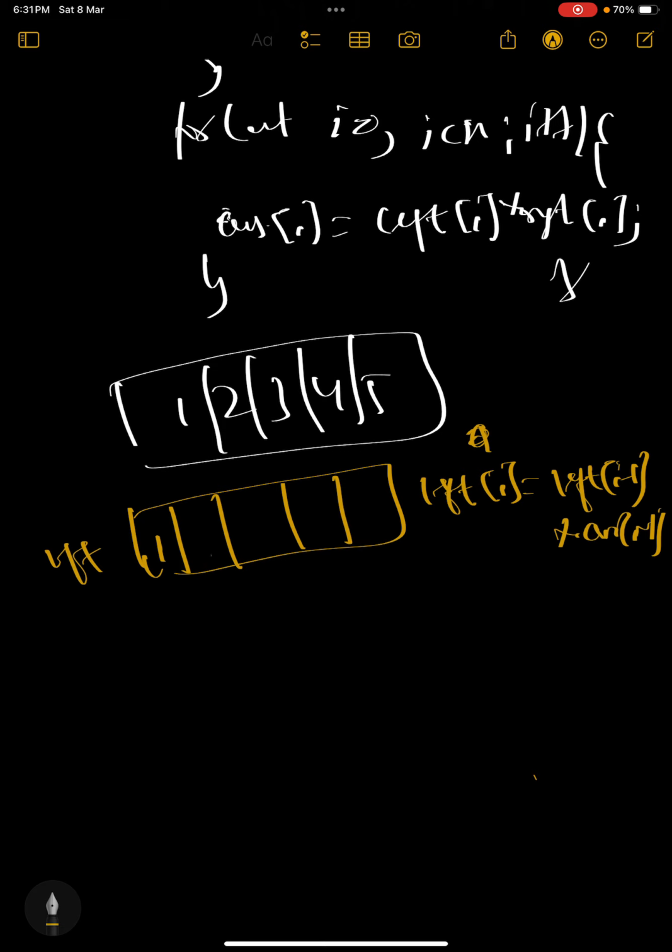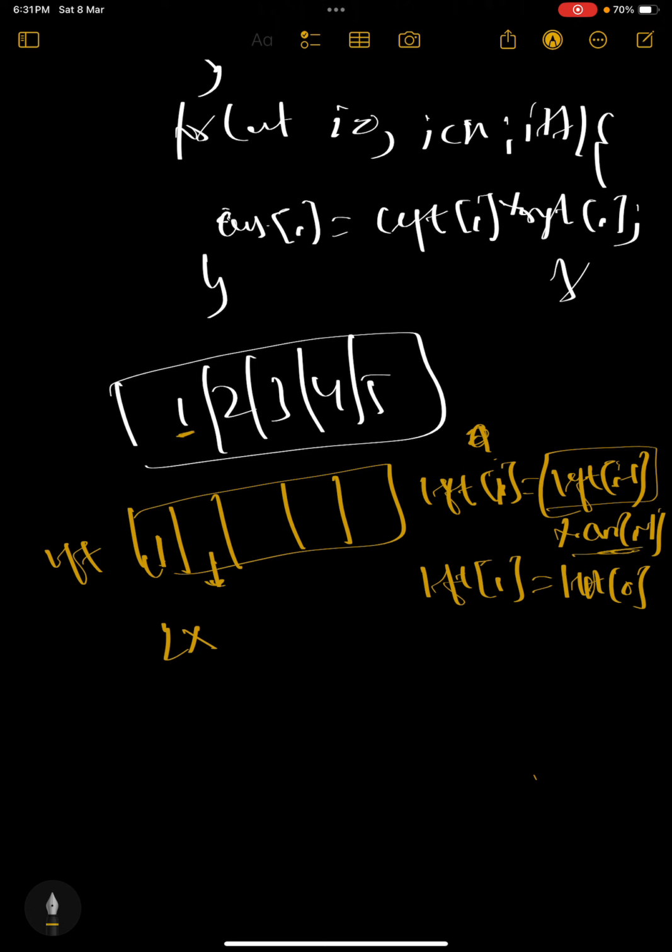Now as I am at the first index, left of 1 is what? Left of i minus 1 means left of 0, which is 1, into array of i minus 1, which is array of 0, which is 1. So you can simply put 1. And why is 1 coming? Because as you can see, if I am at index 1, the product of all left is only 1. That's why 1. Now I am at index 2.